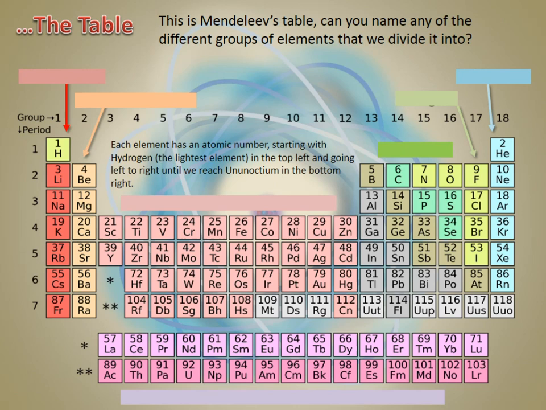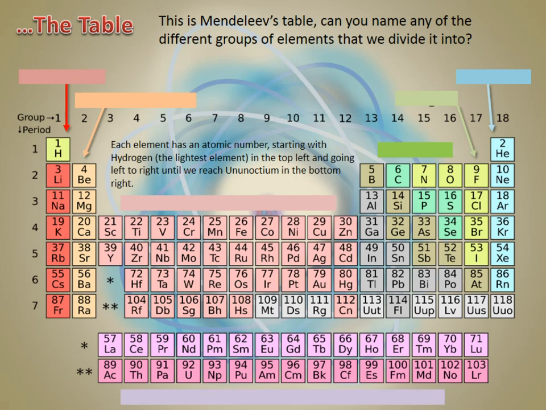So here's the table, and it was arranged into vertical groups and horizontal periods. And the periods are connected to the filling of electron shells, although Mendeleev would never have realized this at the time. Mendeleev, in fact, would not have believed in electrons. He wouldn't believe in anything he couldn't, in principle, see.